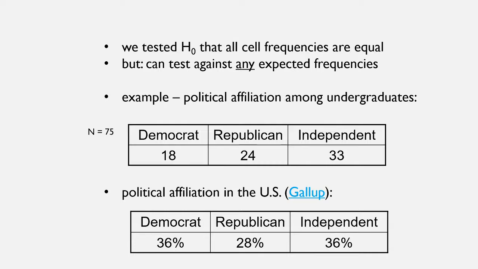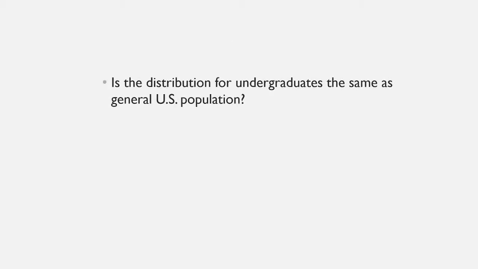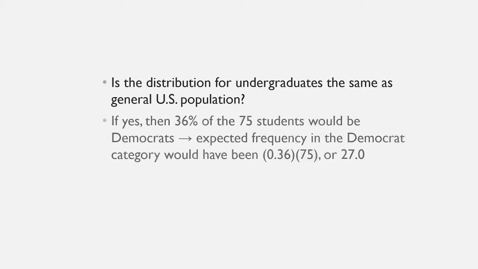So the process of getting your expected frequencies will need to reflect the fact that we're not expecting the same number of participants in each of our groups. So, in asking if the distribution of the undergraduates is the same as the general US population, I need to take those proportions from the national data and apply them to my actual sample. So, if I was to expect my classroom to reflect those national averages, I would just take those percentages and apply them to my N of 75 from my classroom.